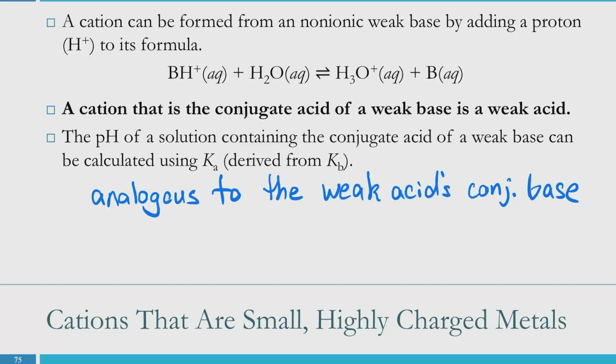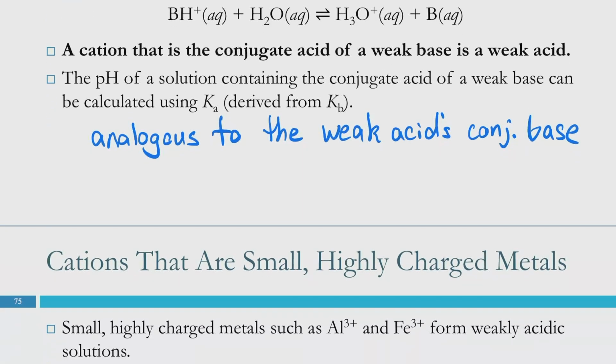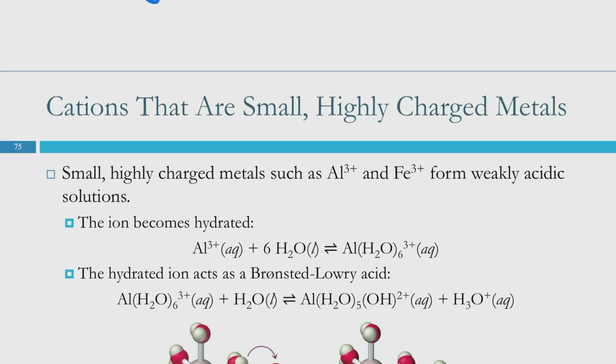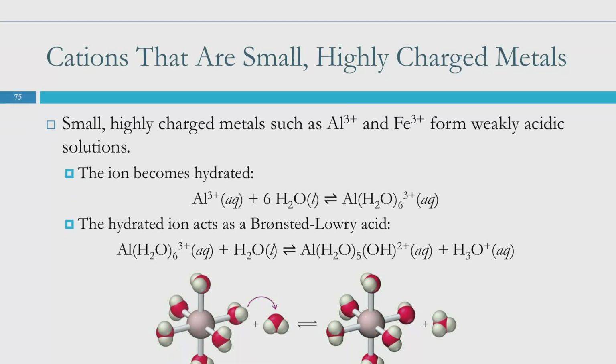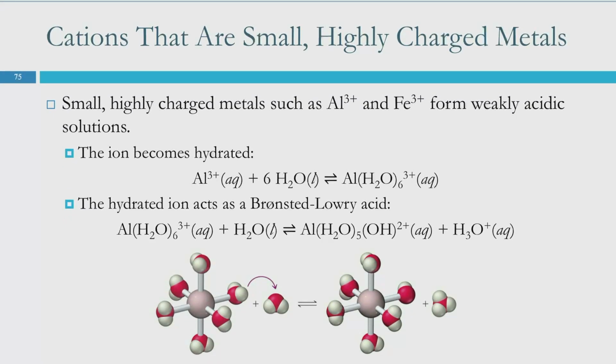And we've got a third category, because I know you were thinking it, why can't we make it more difficult? Why can't we add more things to remember? I've got you, don't worry. We also have cations that are small, highly charged metals, such as, these are ones you should know, aluminum and iron 3+. These also form weakly acidic solutions.